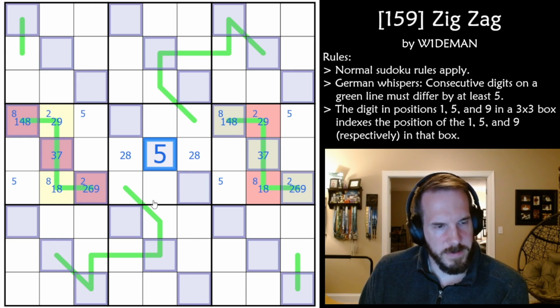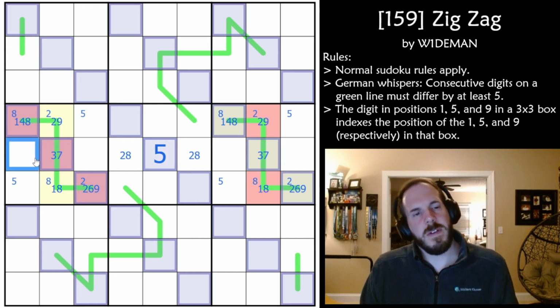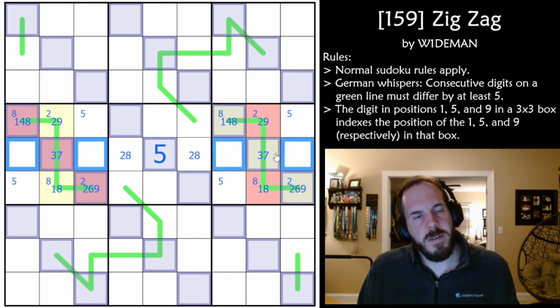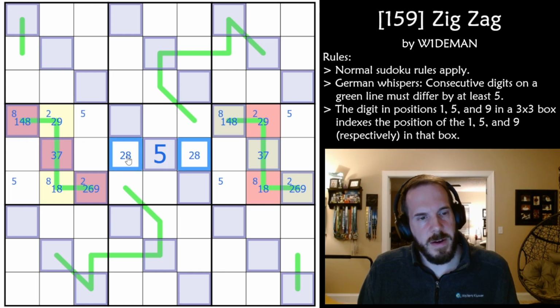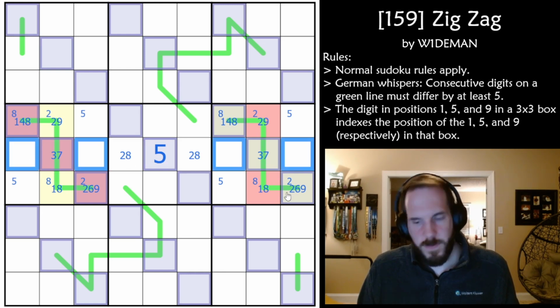Okay, what else can we get from this? So the rest of the cells in row 5, we've got a 3-7 pair and a 2-8 pair. So these are from 1, 4, 6, 9.